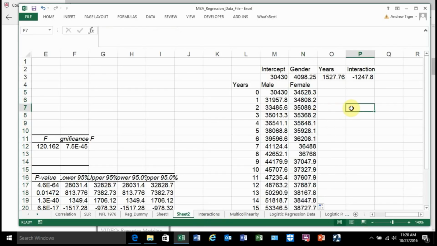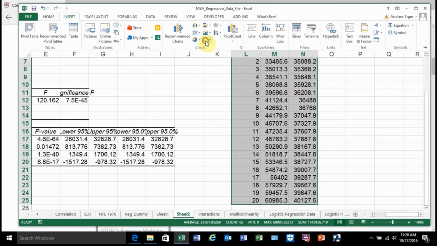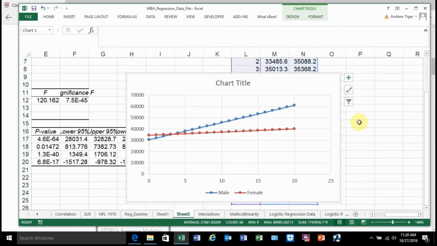Now look what happens. At year one, what does it say? Women make more money. But over time, look what happens. Men make more money. Let's plot this with a scatter plot. Very interesting. This is what we got when we added the interaction.